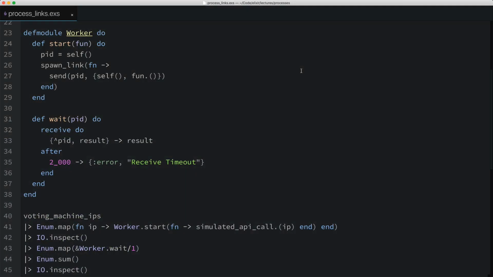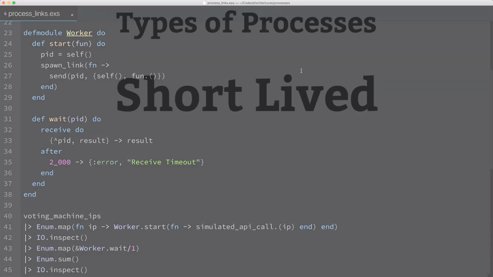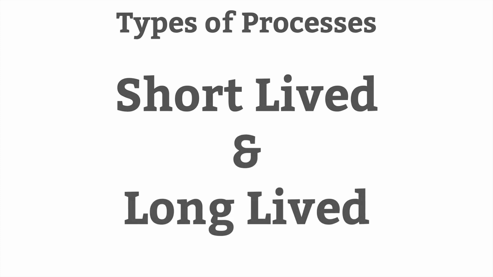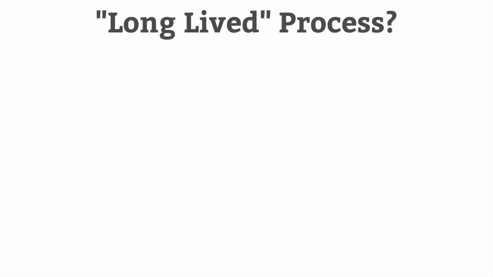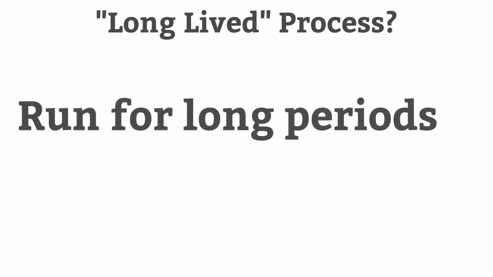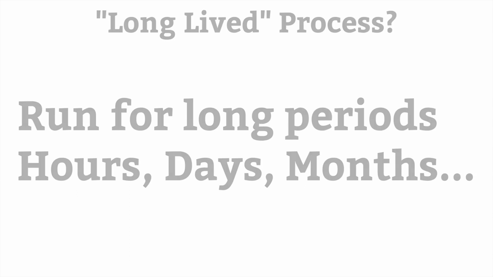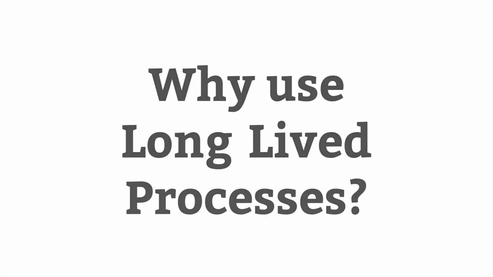In the last few videos, you learned how to create and use short-lived processes to do work concurrently, but here's the thing. There's another type of process that you'll often use, which I'll call a long-lived process. So what exactly do I mean by long-lived process? Well, these are processes that run for indefinite periods of time, such as hours, days, months, or even longer. So why would you want to use a long-running process? I mean, what are they good for?